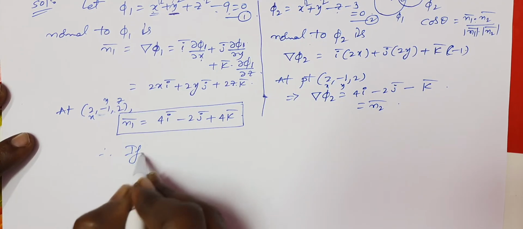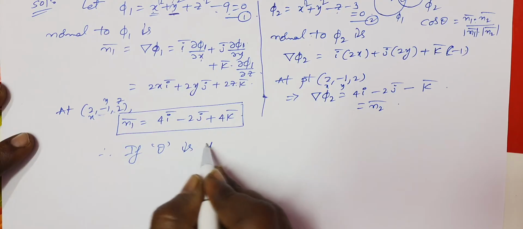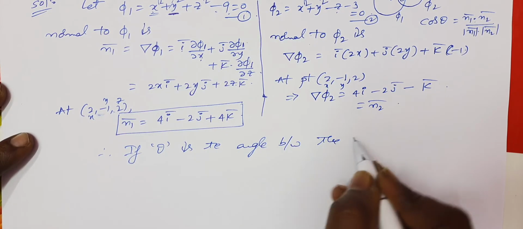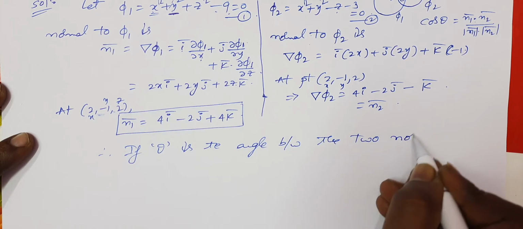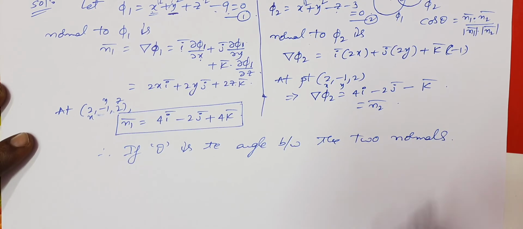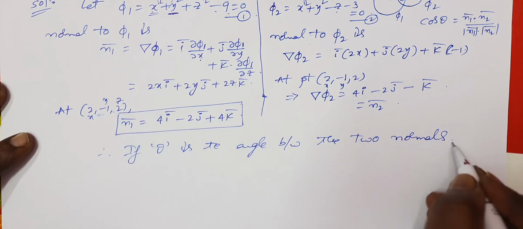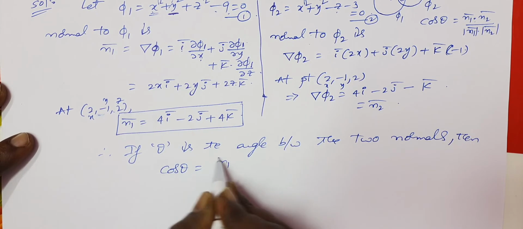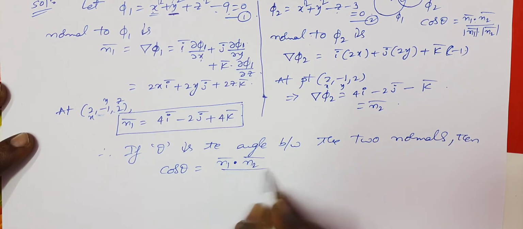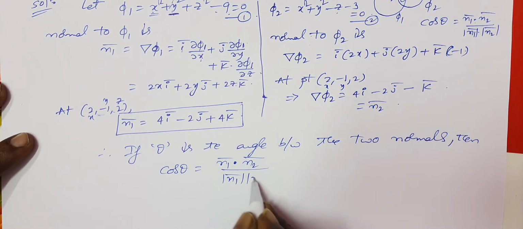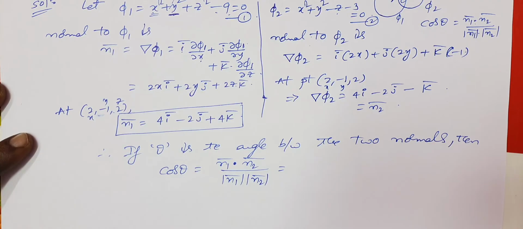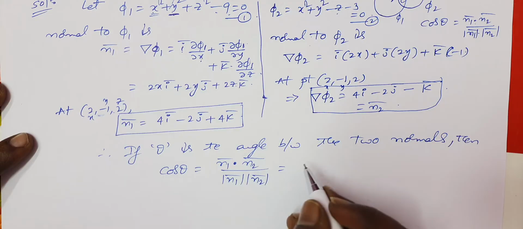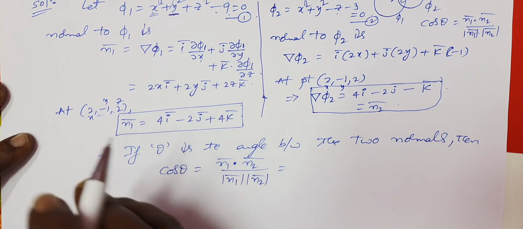Write the formula first. If theta is the angle between the two normals, then what is the formula for cos theta? Then cos theta is equal to n1 bar dot n2 bar by length of n1 bar into length of n2 bar. So how can we find out the dot product? Multiply the corresponding components and add them.